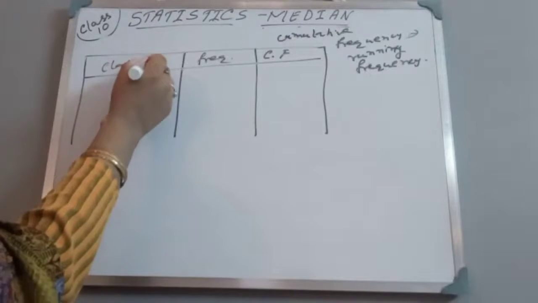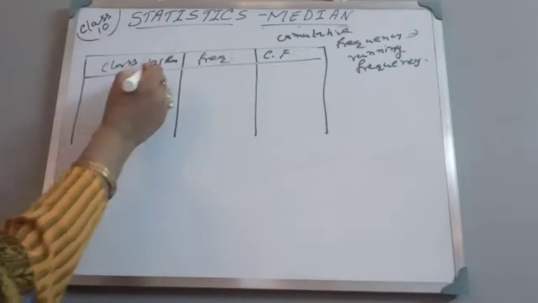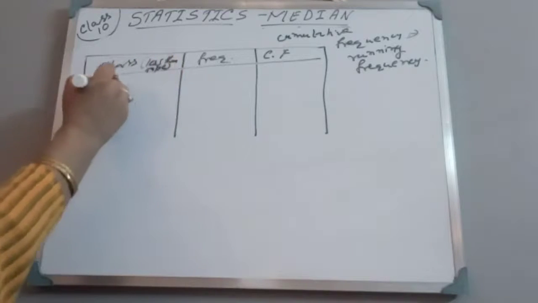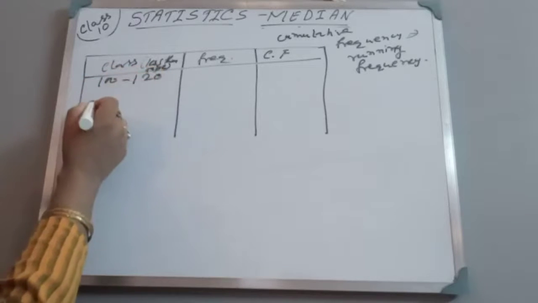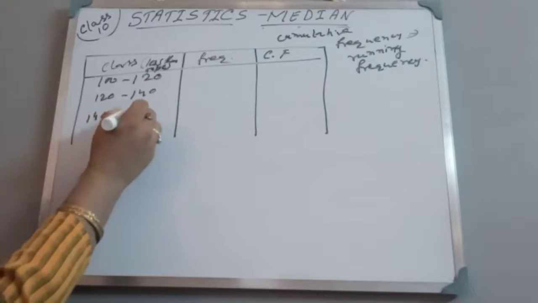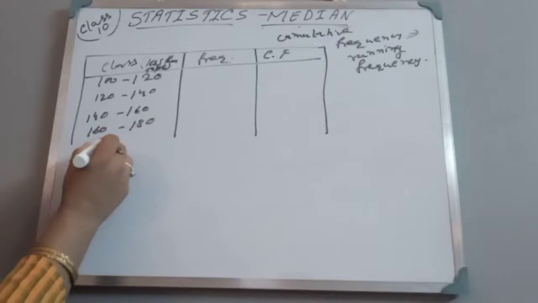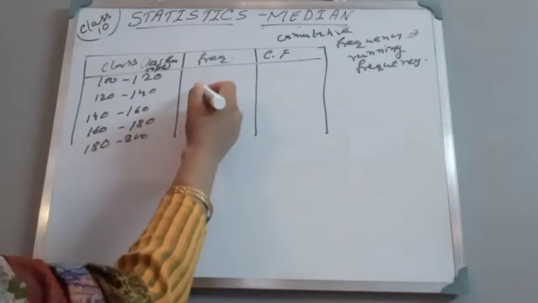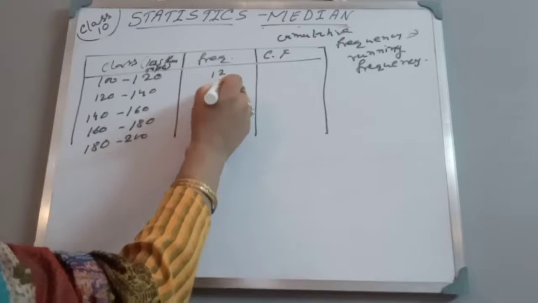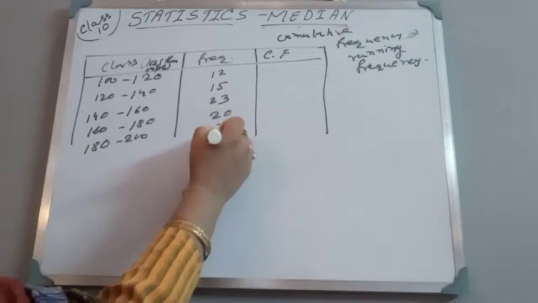Now if the class is a less than type, you will get 2 types of class. One is less than type, another is more than type. Now I will explain less than type. Say class is given as 100 to 120. Next is 120 to 140, 140 to 160, 160 to 180, next is 180 to 200. What are the frequencies given? Frequency 12, next is 15, next is 23, next is 20, next is 30.